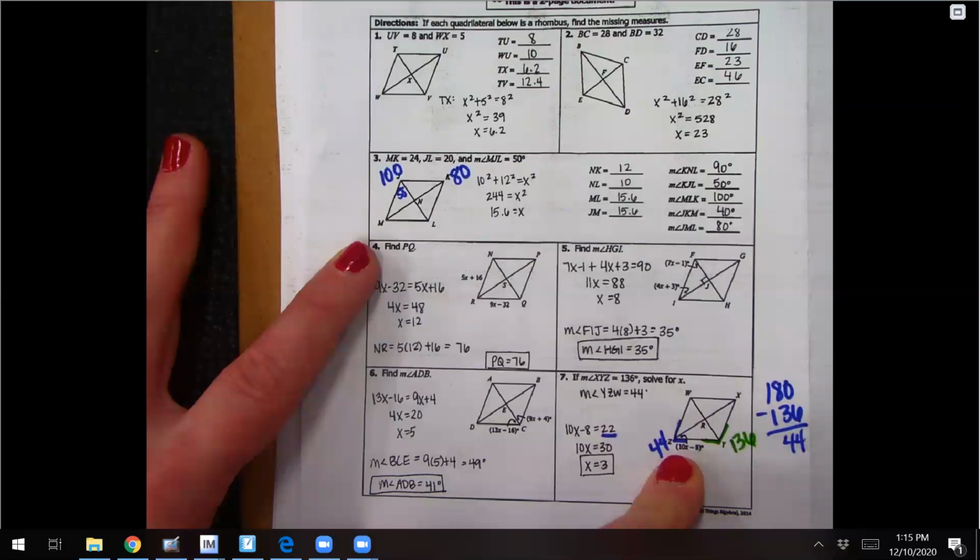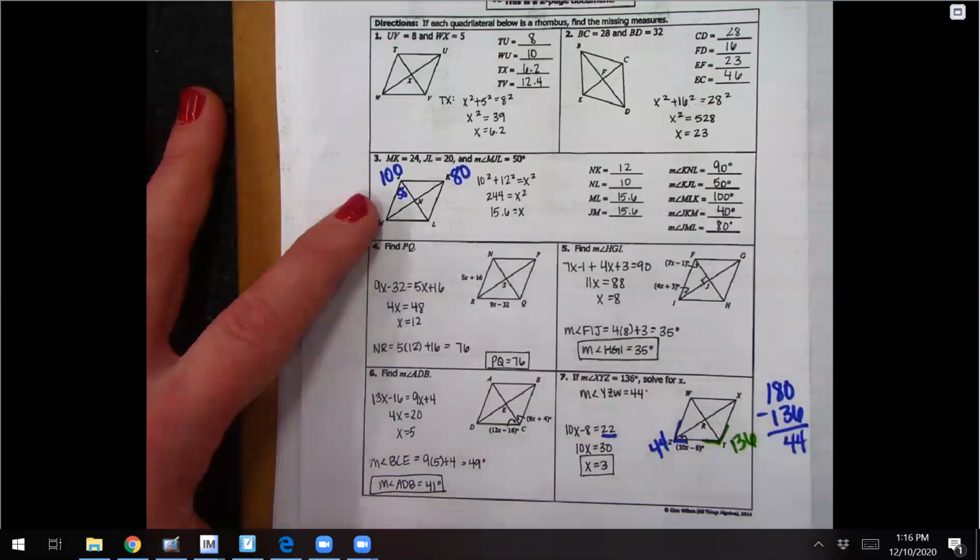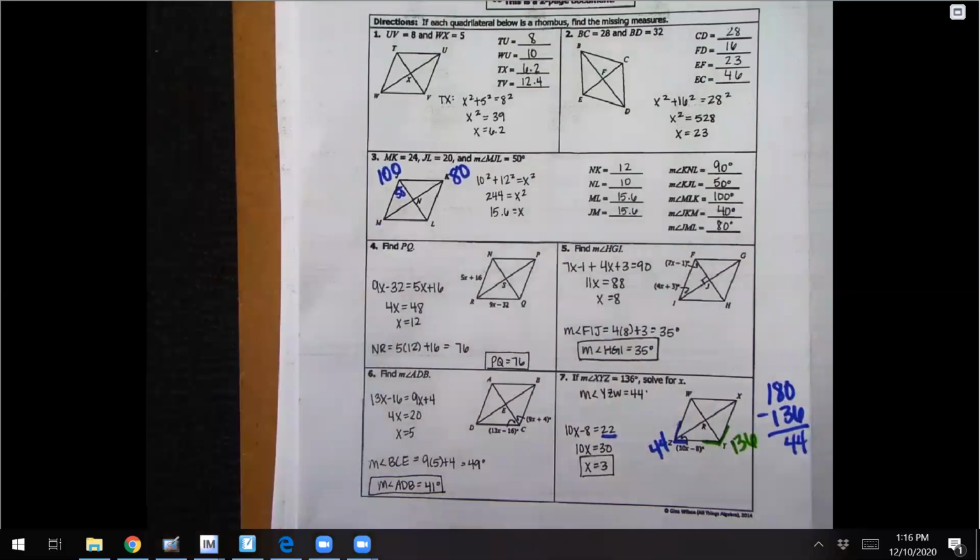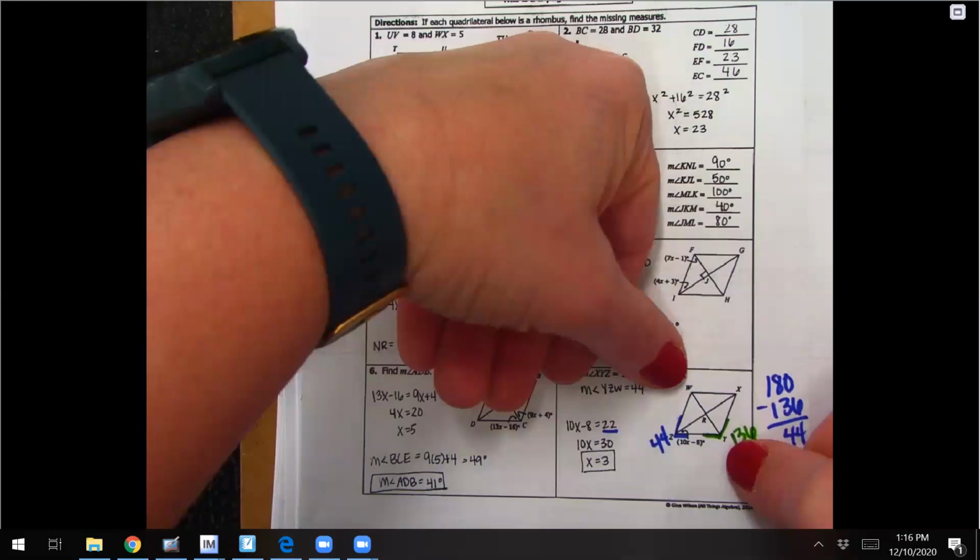So know that your consecutive angles are supplementary, and people were like, well, how do you know they're consecutive? Anything that's not opposite is consecutive. So like Z and X, those are opposite. W and Y, those are opposite, but these two, Z and W, are consecutive. W and X are consecutive. Y and X are consecutive. All of those have to have a sum of 180.